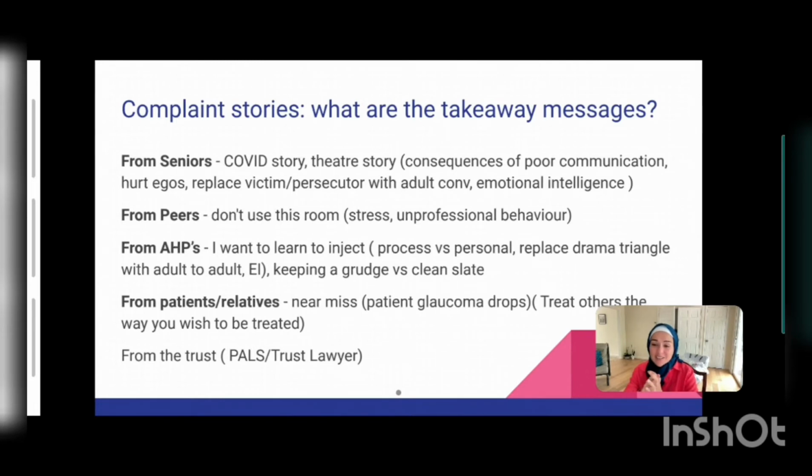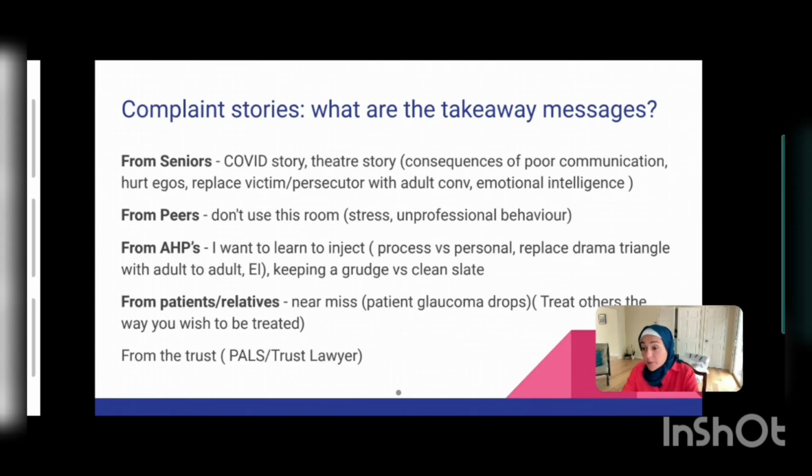From patients and relatives, a near miss, I'll tell you about a near miss. So once the clinic was closed because we were doing an educational event, and a patient didn't know the clinic was closed, and he came to the clinic and said, I need my glaucoma drop prescription. I've come all the way from far away and I need somebody. And he was told, I'm sorry, the clinic has closed. There's no doctors here today.